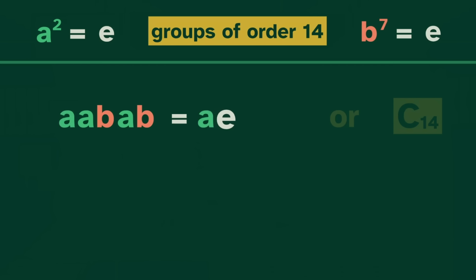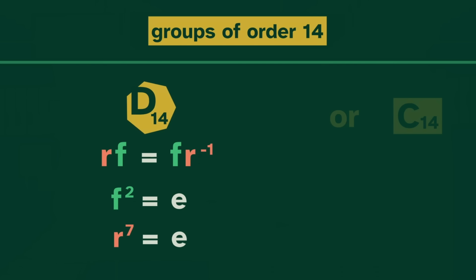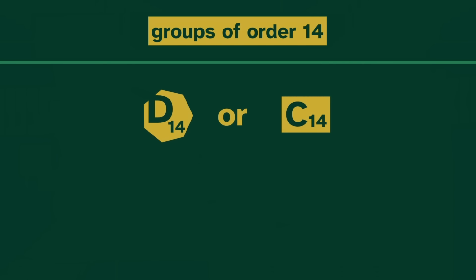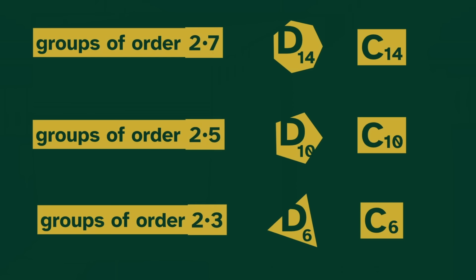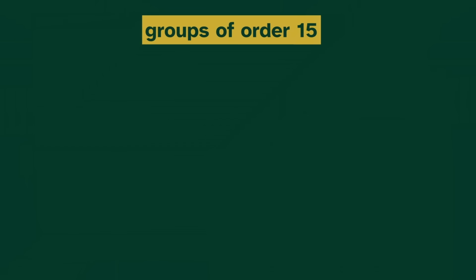Multiply by A and cancel out A squared, then by B inverse, and we get BA equals AB inverse. If we rename to flip and rotate, we get the equations of a dihedral group. It's D14. So a group of order 14 is either dihedral or cyclic. And the same thing happened with order 10 and order 6. These are 2 times a prime. That proof applies to any order of 2 times a prime, but not to order 15. We need a different proof.